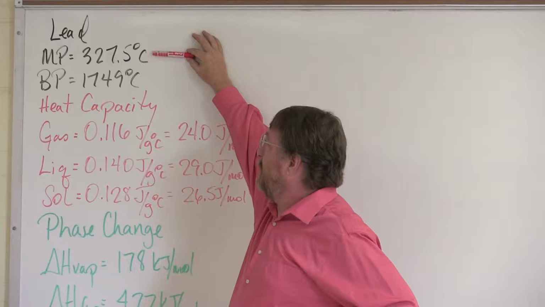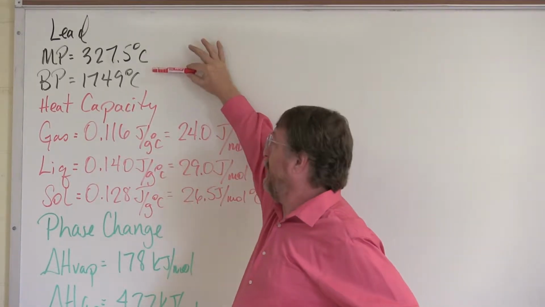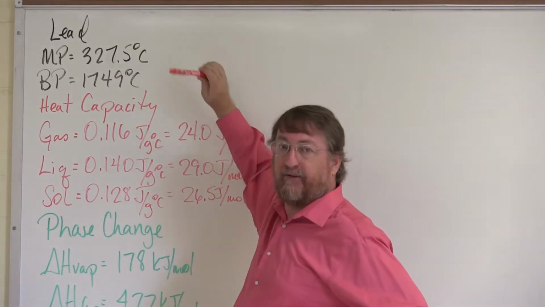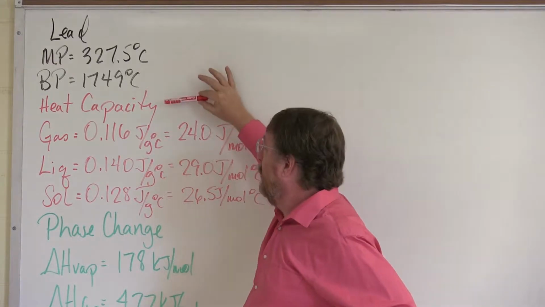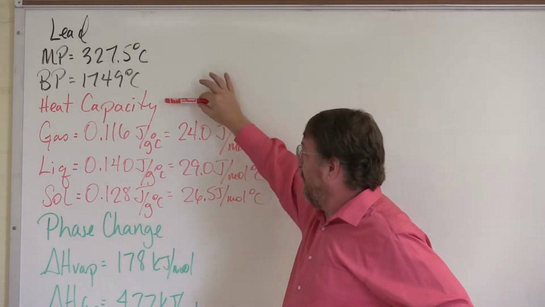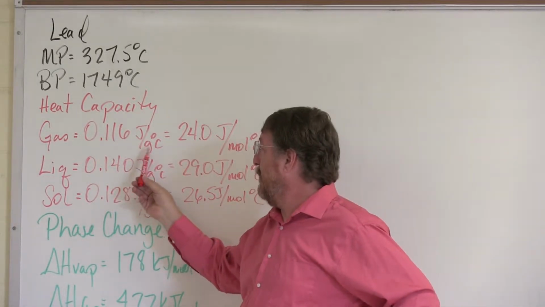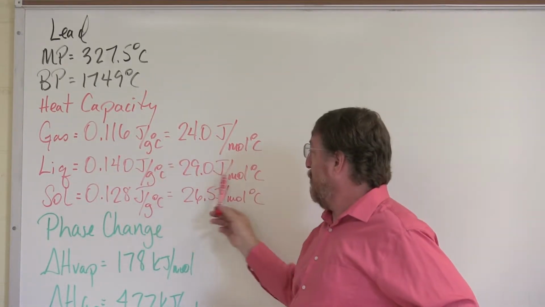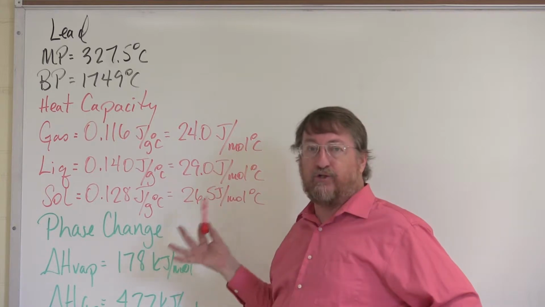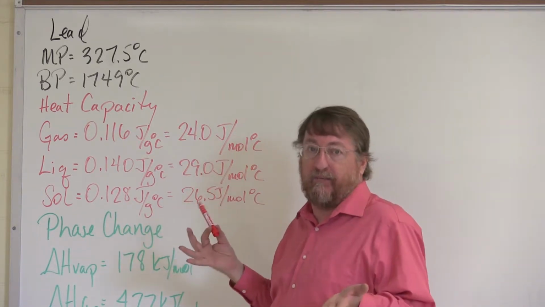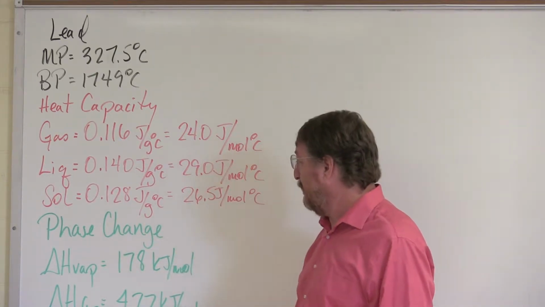The melting point of lead is 327.5 degrees Celsius. The boiling point is 1,749 degrees Celsius. The three heat capacities are given. You notice I've given the heat capacity in both gram and mole. It shouldn't matter which way you do it. It just depends on how the information is given.